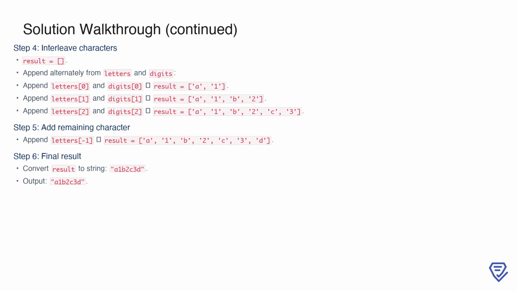Since the letters group has one extra character, we append it to the end, resulting in a1, b2, c3, d. Finally, we convert the result list to the string a1b2c3d, which is the output for this example. This demonstrates how we handle cases where the groups differ in size by 1.